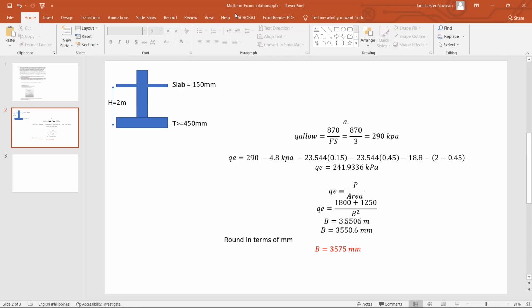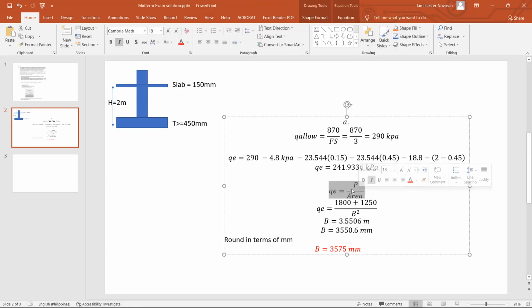Okay, if you remember how to solve for the area, how do we solve for area? This is our working equation: qe is equal to P over area. Your P is from the allowable stress design, or the unfactored load, in other words, the service loads. So we first need to solve for qe and P to determine the area. To solve for qe, basically that is q allowable minus the total existing soil pressure.